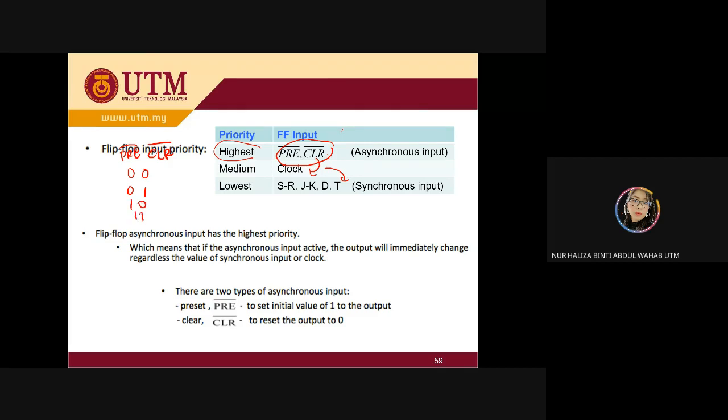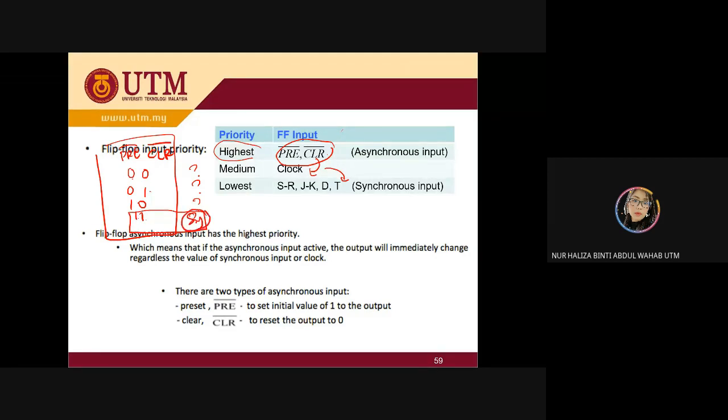10 and 11. So there is a table for this. If 00, what will happen? If 01, what will happen? If 10, what will happen? If 11, what happens? So there is something, let's say for this part. 11, it will be synchronized.